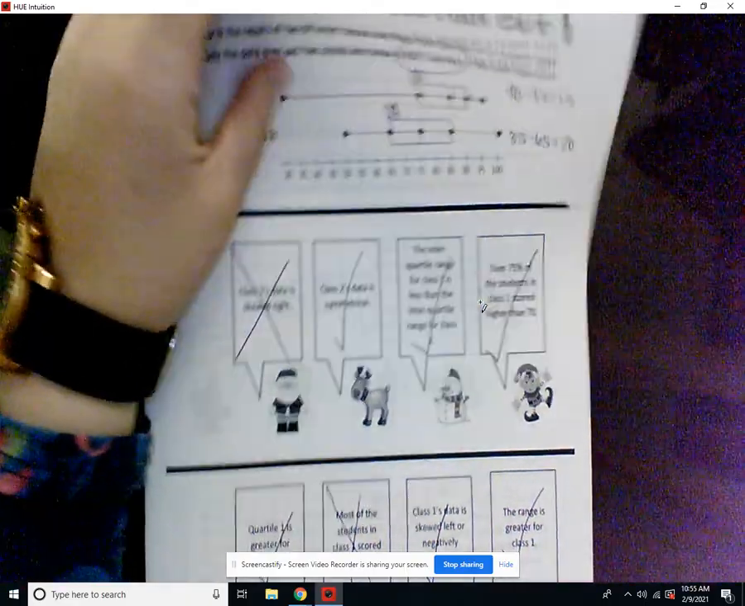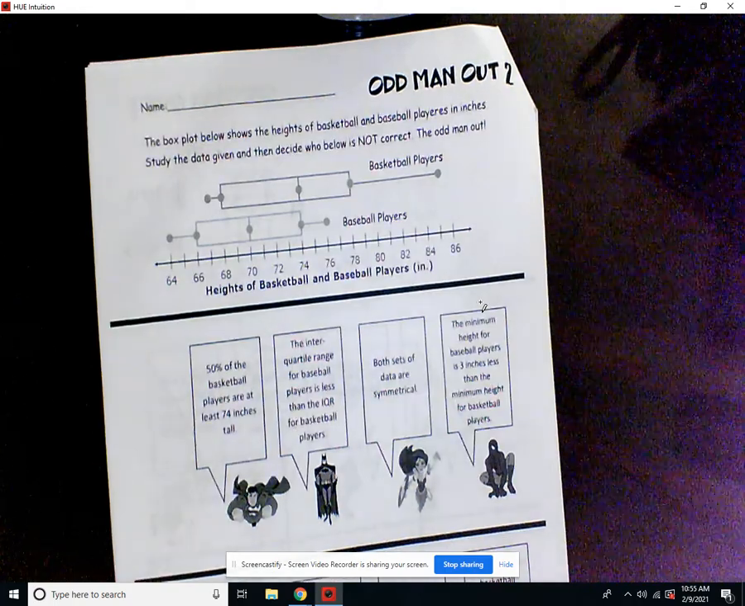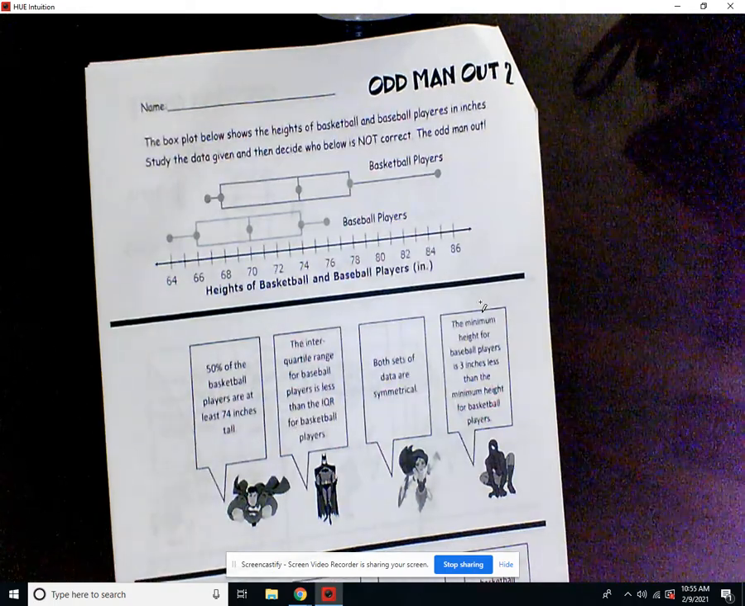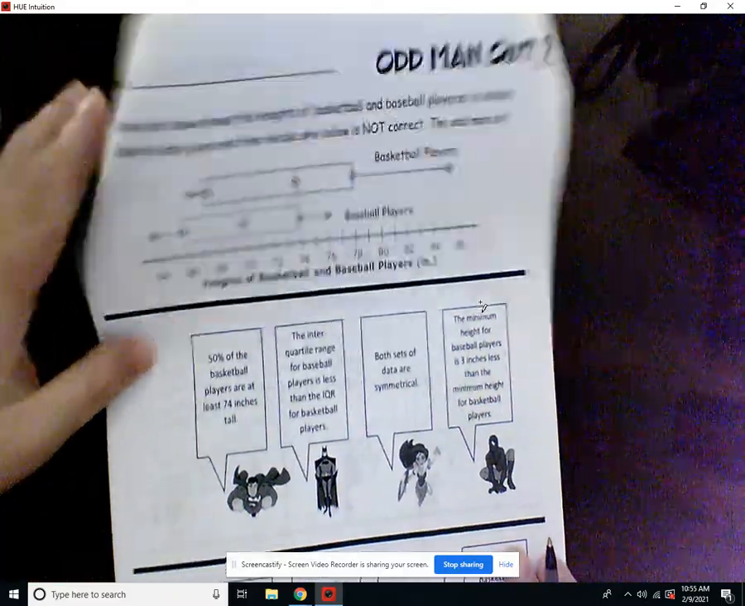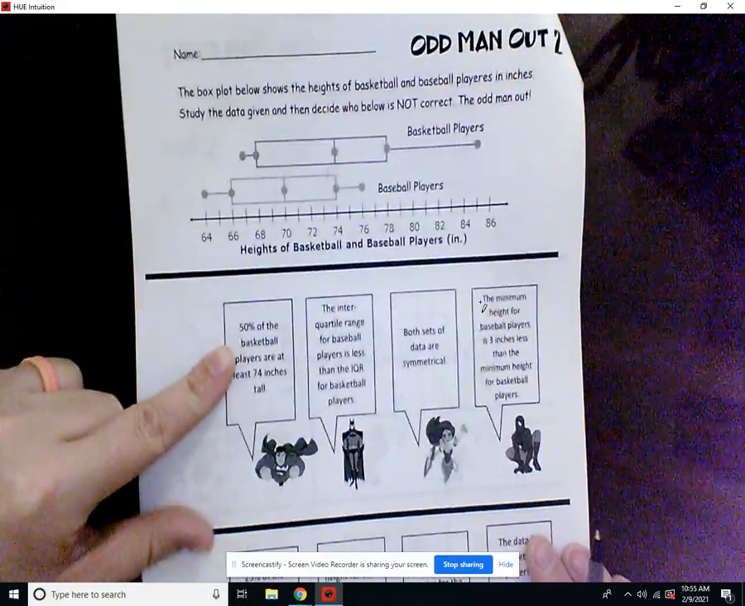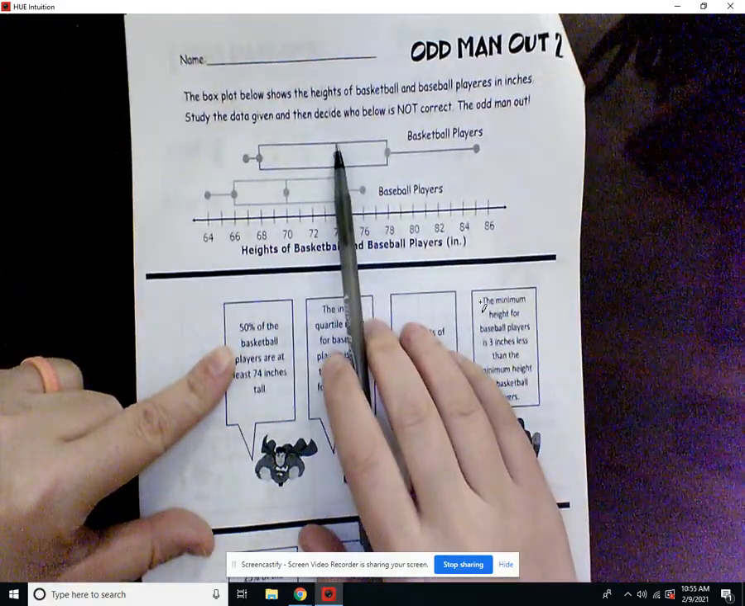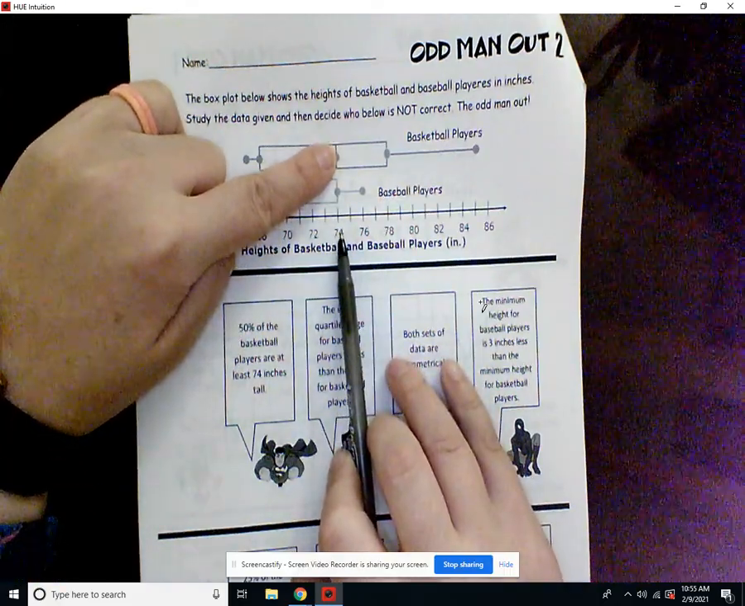All right, so let's look at the next set. So again, we're identifying which one's right and which one is wrong. So there we have 3 right, and then 1 is going to be wrong. 50% of the basketball players are at least 74 inches tall. So basketball is on top. Remember, 50% is going to be that median, and that is true.